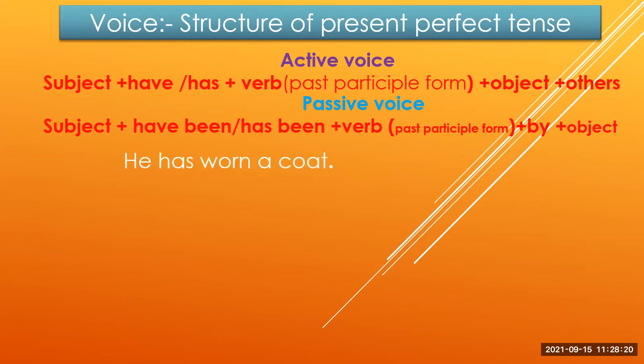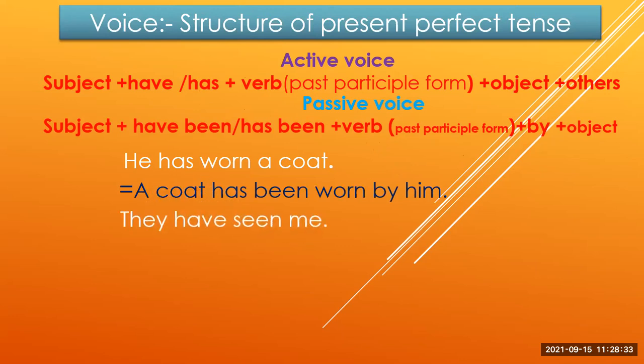For example, he has owned a coat. This is a sentence of present perfect tense. So the passive form of this sentence is a coat has been owned by him. They have seen me. The passive form of this sentence is I have been seen by them.